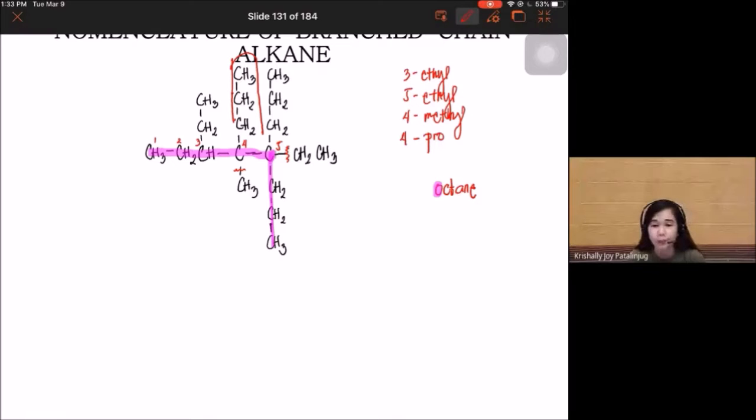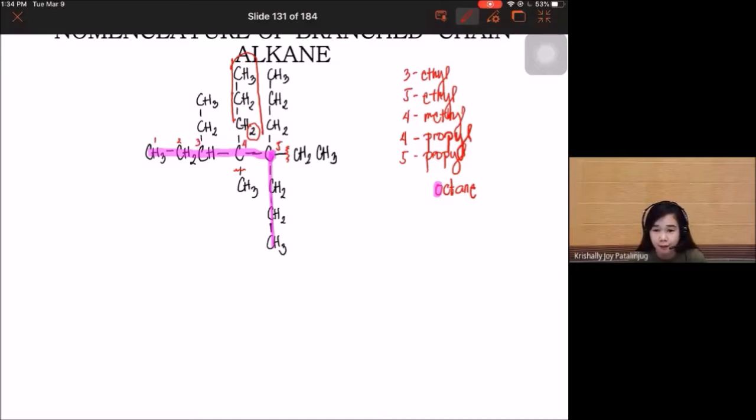Diba? Kasi tatlo. From propane, it is being removed by one hydrogen sa terminal carbon niya. Okay? Nag-remove og one hydrogen sa terminal carbon ng propane. Gi-attach siya sa parent chain na octane. That substituent is a propyl. Okay? Then another propyl sa carbon 5. Ayan. Okay?